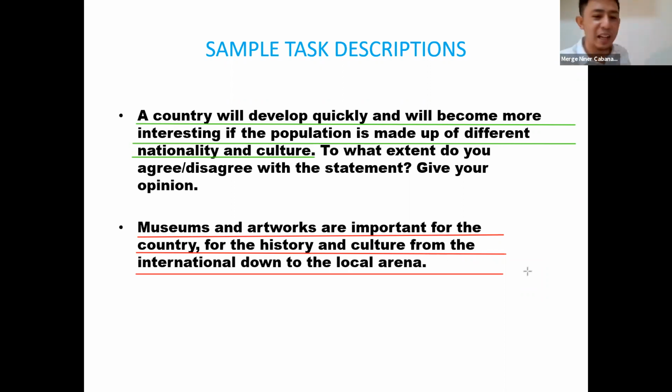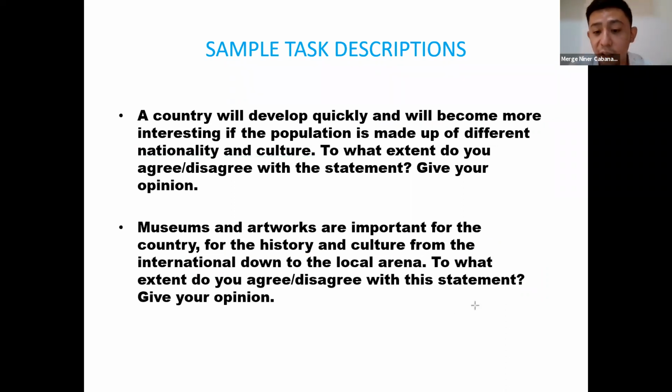That's it. I just want you guys to answer that question, whether you agree with that statement or not. So you mentioned that museums and artworks are important for the country, for the history and culture from the international down to the local arena. Later we will be returning to this question because I want to focus on the part, to what extent do you agree or disagree.